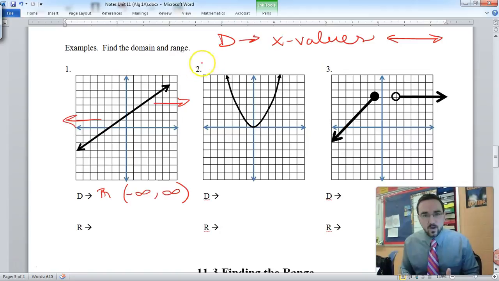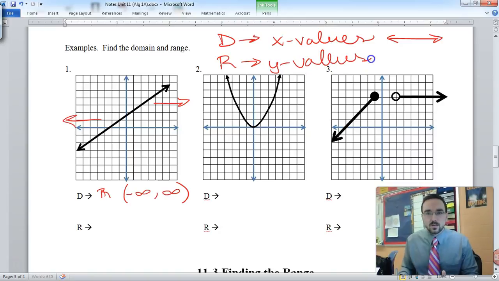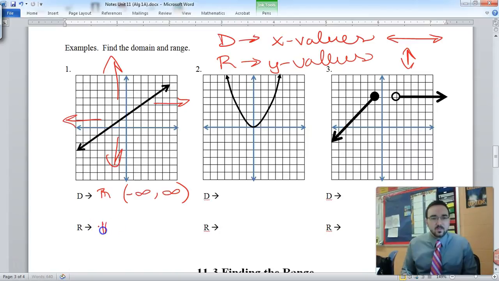So now let's talk about range. Range is the y values, and that is up and down, how far up and how far down this graph can actually reach. If you look here, again, it extends up forever, it extends down forever. So this is going to be all real numbers once again, and we can write it as negative infinity to infinity. That's the range. It extends forever in both directions.